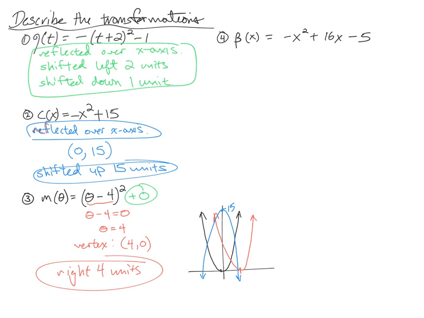And lastly over here, I have a function called beta of x, and again, beta is just another name for a function, so don't let that fool you or confuse you. But it's in standard form. So guess what? You have to put it in vertex form, and then you can find the transformations. Go ahead, pause the video, give it a shot. I'll be back in about 5 seconds with the answer.